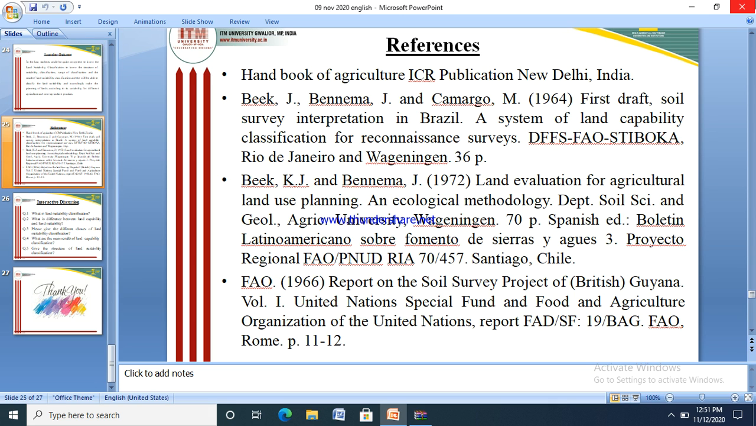These are the references from which I have collected the material. One is the Handbook of Agriculture, ICAR publication, and another is the research paper by Beg J. and Benama I. and Beg K.G. and Benama. Also the FAO, Food and Agriculture Organization report on the soil survey projects.